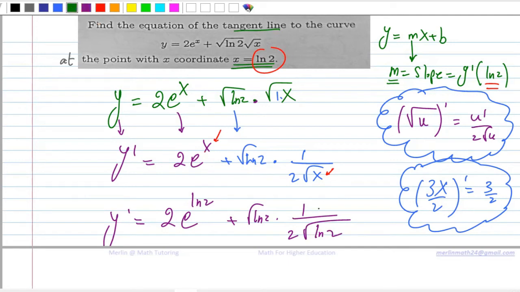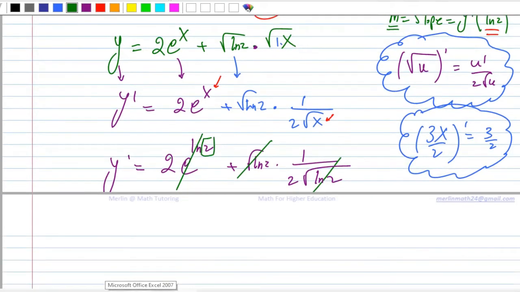Now you see something that can cancel. If you don't know, check it on your calculator. It's a nice answer. We know that the e and the ln cancel, so the 2 stays. So your answer would be 2 times 2, which is 4, plus a half. The answer would be 9 over 2. That's it. So this is m.